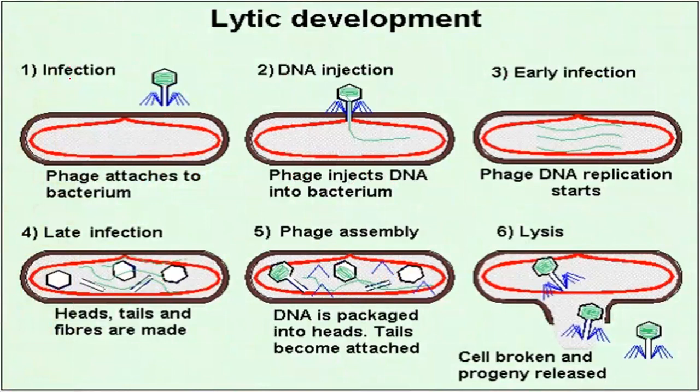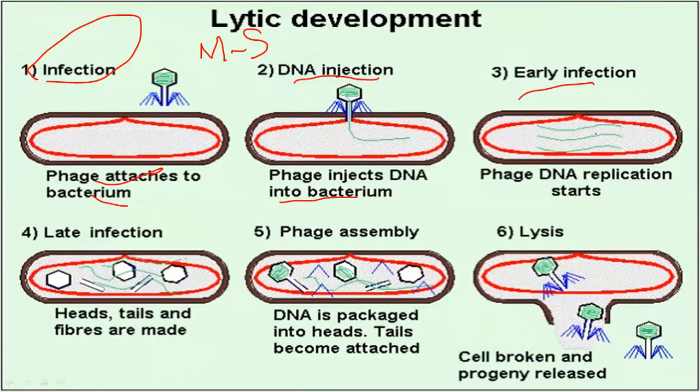Lytic development: the first process is called the infection stage, and this cycle is also called a master-slave relationship. Master-slave relationship means the master is the bacteriophage and the slave is the bacteria, because this bacterial DNA, the red one, is completely hijacked by the DNA or genome of the virus. So the phage attaches to the bacterium in the infection stage. Then there is DNA injection, in which the phage injects DNA into the bacterium.